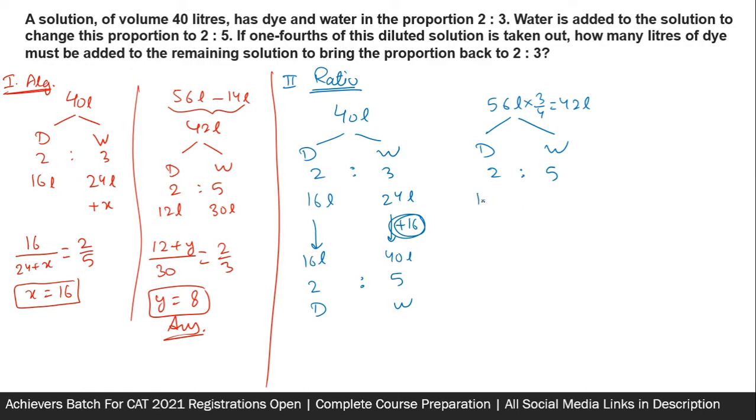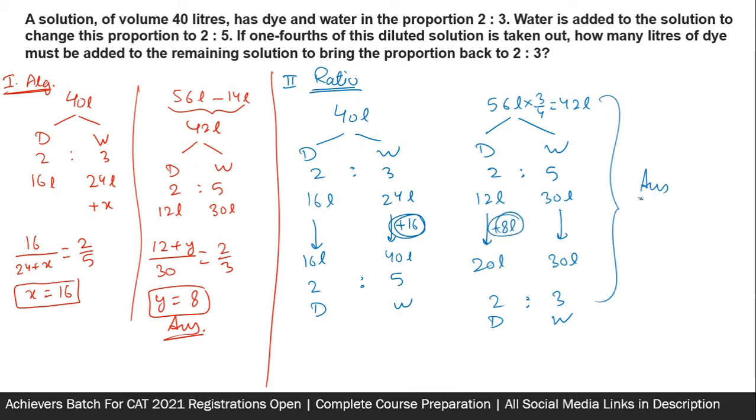Now dye must be added, water will remain constant at 30 liters, and you need the new ratio to be back to 2:3. So if 3 stands for 30 in the new ratio, 2 must stand for 20, and this way also you get to know that 8 liters of dye must be added. So this way also you get the answer as 8 liters of dye is needed. So the answer to the question is 8 liters.